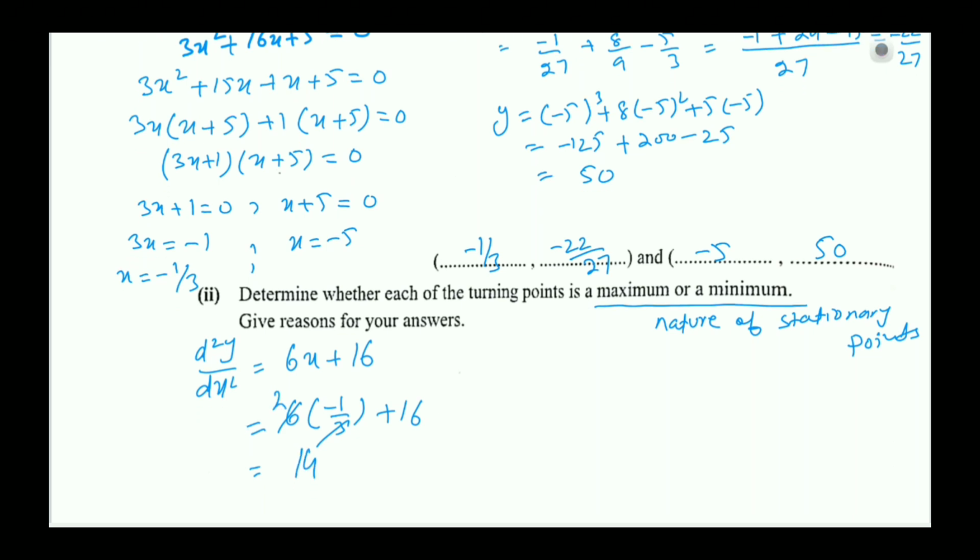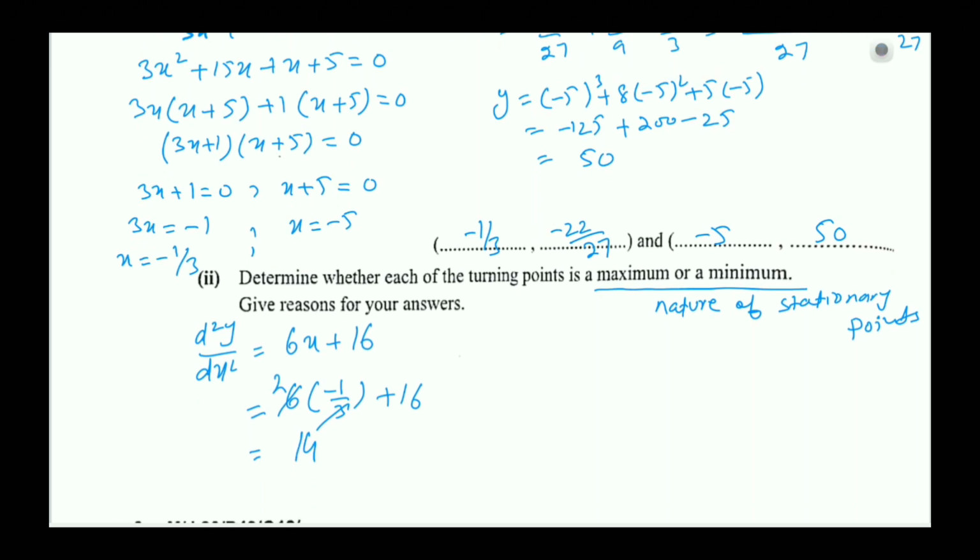So remember how to tell the nature of the stationary points, whether it is maximum or minimum. The nature of stationary points can be maximum or it can be minimum. If your answer after taking the second derivative and putting the values of x is positive, it means that it is minimum nature. You will write here minimum nature, and if your answer is negative, you will write that it is maximum nature.